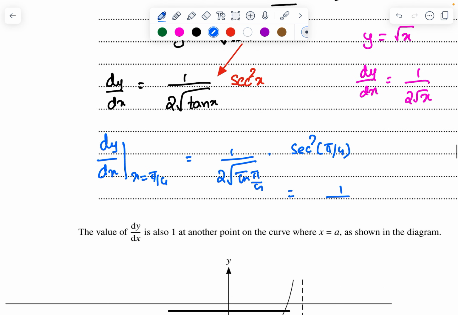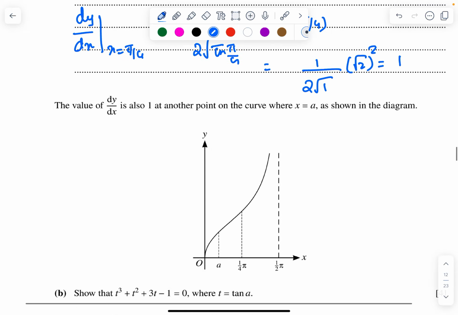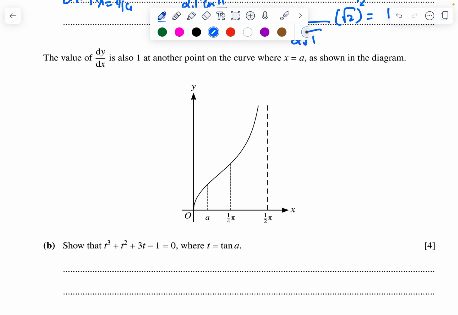Tan pi upon 4 is 1, so 2 square root of 1. Secant pi upon 4 is root 2, whole square. Simplify that, I'll be getting 1. Then the value of dy by dx is also 1 at another point where x equals a. Show that this one.